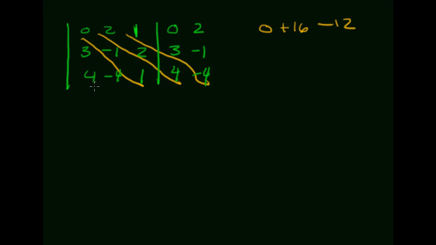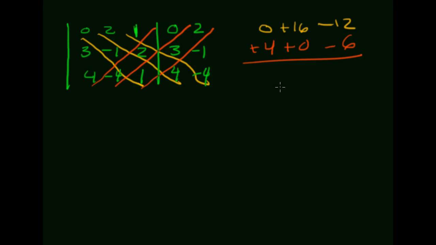And now I go up, but every time I go up, I'm going to make it negative. So this is negative 4, so I'm going to add 4. This is 0, so I'm adding 0. And this is positive 6, so I'm subtracting 6. So let's see what I have here.